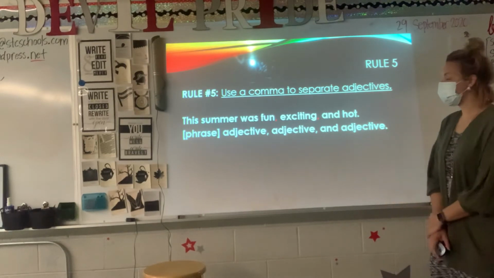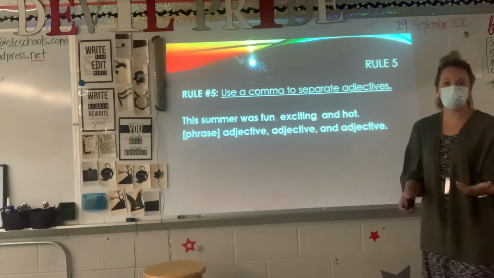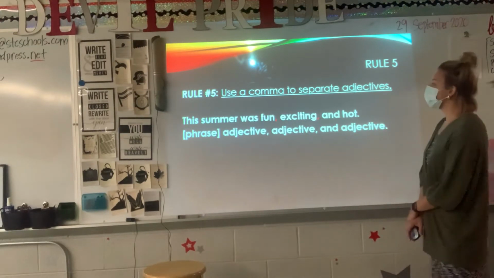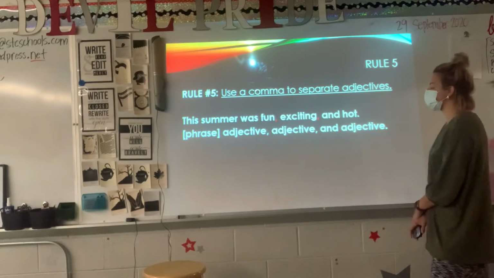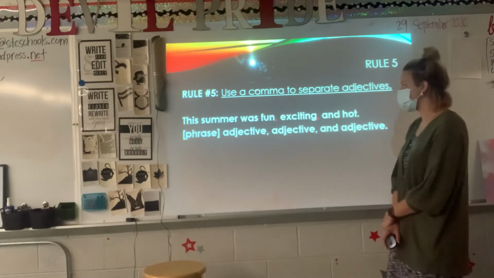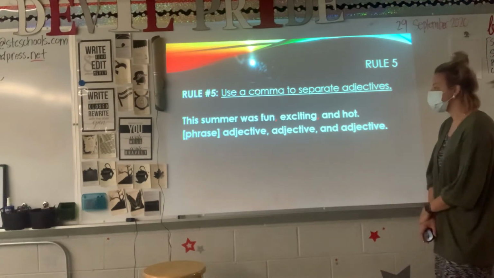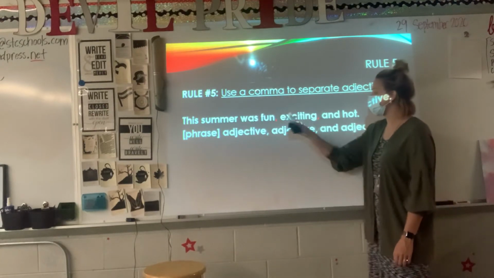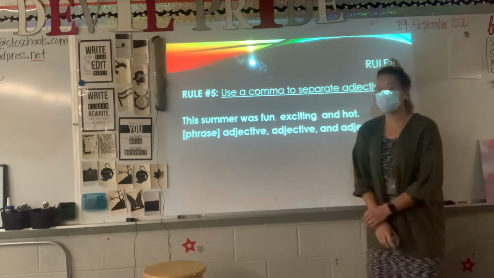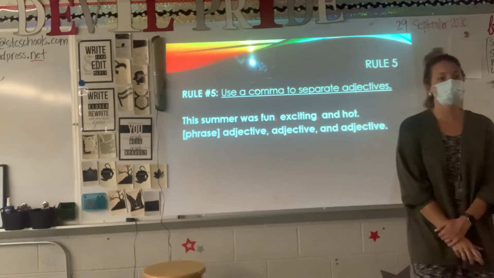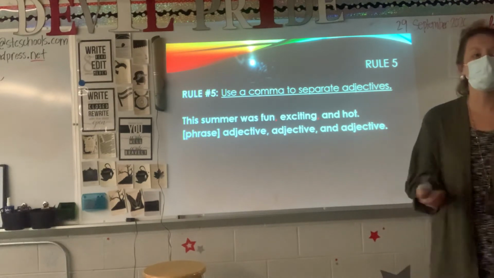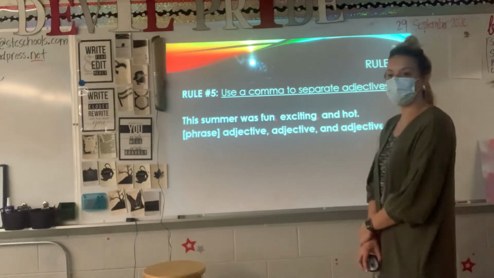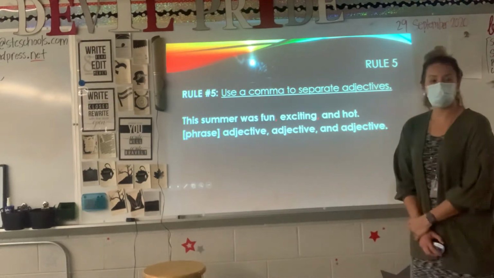Rule number 5 is similar to the list rule. It just, in this case, applies to adjectives. So you want to use a comma to separate descriptive adjectives. So, this summer was fun, exciting, and hot. I have to make sure that I use that Oxford comma when I'm using a list of adjectives to describe something. So an easy one, review of the previous rule, but same concept applies. So go ahead and come up with your number 5 sentence.